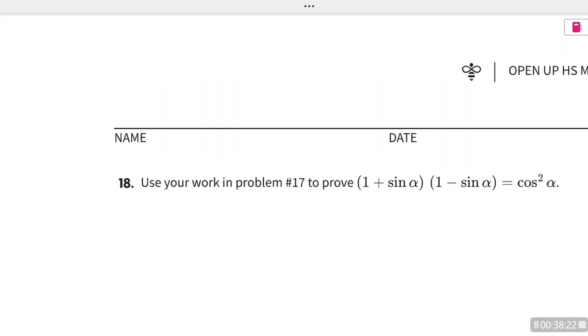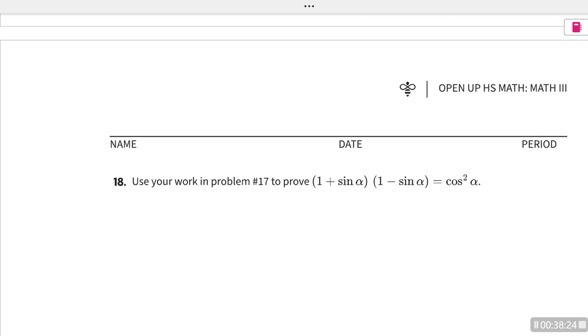Question 18. Use your work in problem 17 to prove 1 plus sine of alpha times 1 minus sine of alpha equals cosine squared of alpha. So it says use your work, so we're going to multiply again. That's what we did in problem 17. So 1 minus sine of alpha, now we have plus sine of alpha, and then minus sine squared alpha. Is that equal to cosine squared alpha?